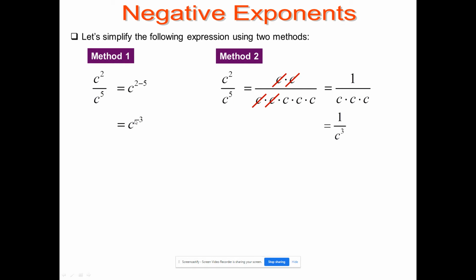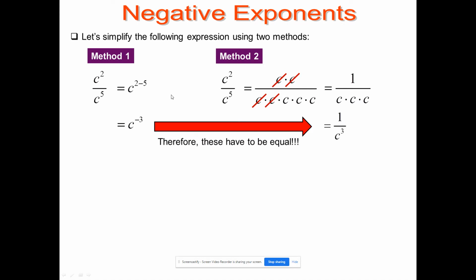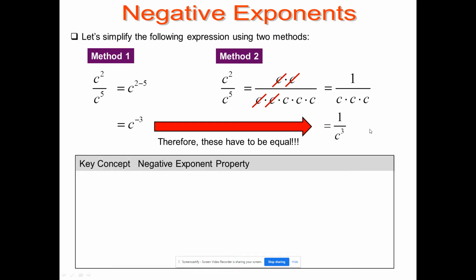So that means that this c to the negative 3, if I want a positive exponent, I need to actually bring it to the bottom. Okay? So they need to be the same. So the rule is to go from here to here. If we get a negative exponent, we need to actually change its position, and that makes the exponent positive once you change the position. Okay? So here's the key concept.